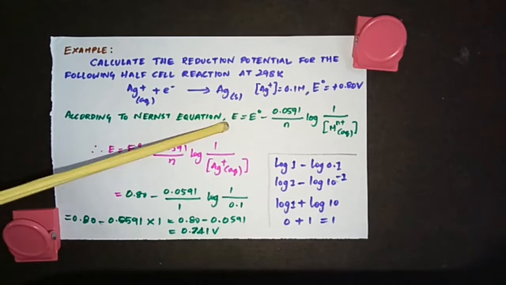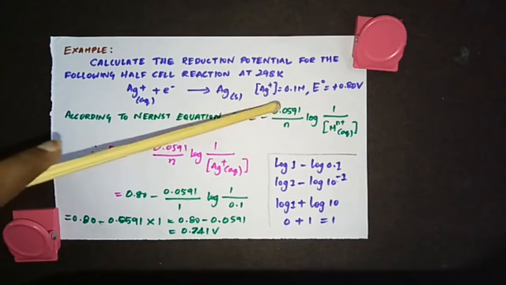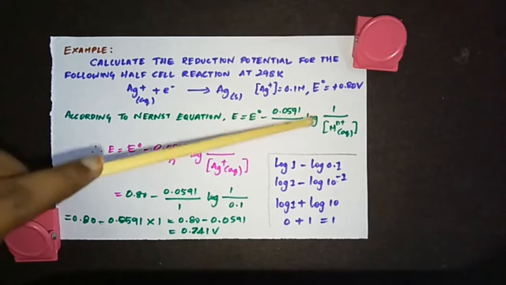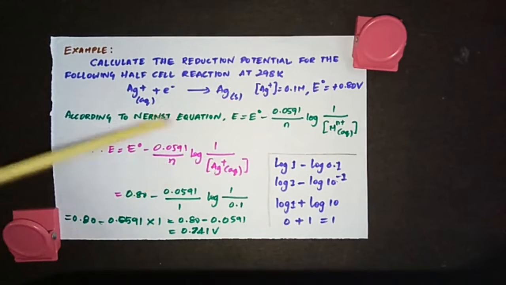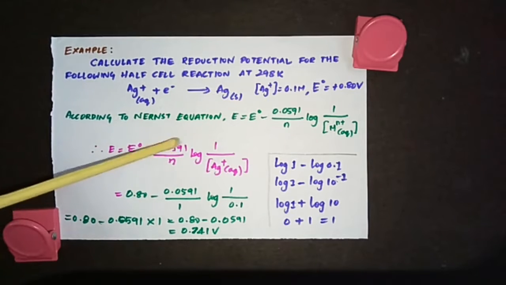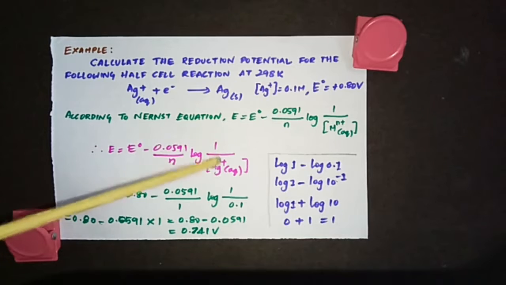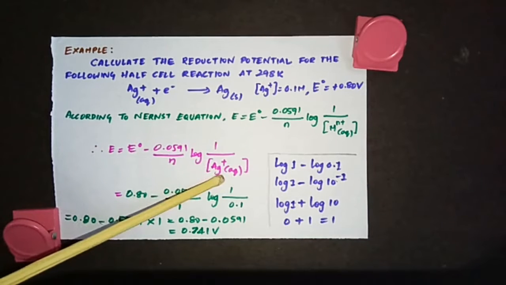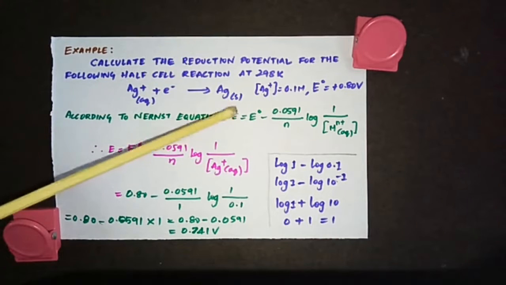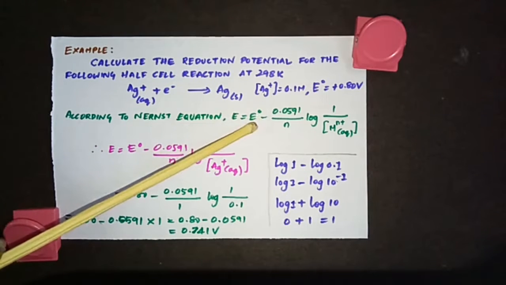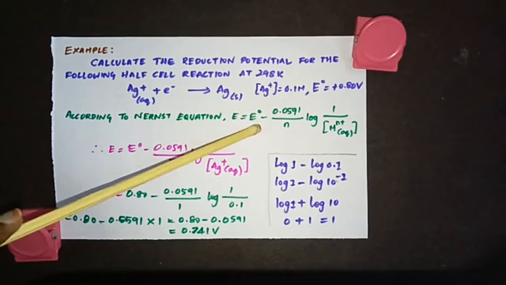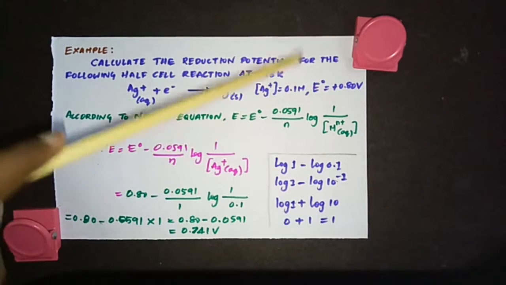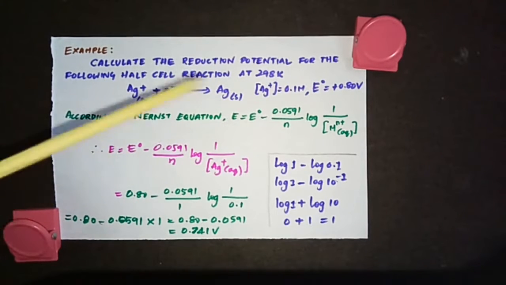So according to the Nernst equation, E is equal to E naught minus 0.0591 by N log 1 by concentration of the ions in solution. But here what ions are we taking? Ag plus. So E is equal to E naught minus 0.0591 by N log 1 by concentration of Ag plus ions in solution. E is also electrode potential, E naught is also electrode potential, but E naught is the standard electrode potential, while E is the electrode potential at the given concentration. So we are using the standard electrode potential of silver to find out the electrode potential of silver for this concentration.